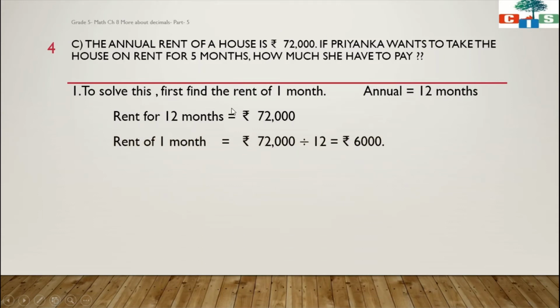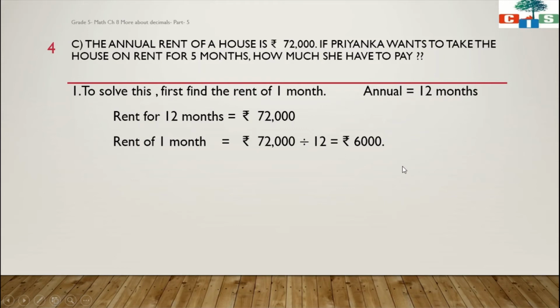Now we have to find rent of 1 month. So how do we do that? We have to divide 72,000 by 12. Why by 12? Because in a year we have 12 months. So we have to divide it by 12 to get the rent of 1 month. So when I divide 72,000 by 12, I will get the quotient as 6,000. It means the rent of 1 month is 6,000.